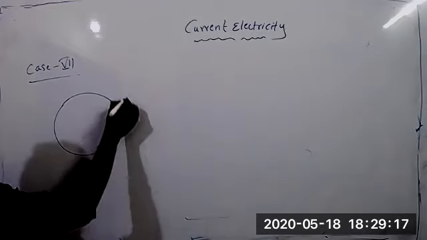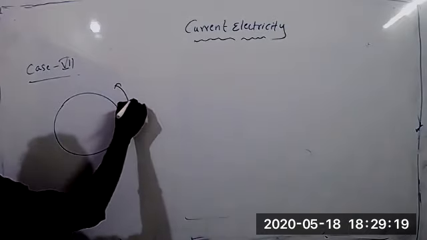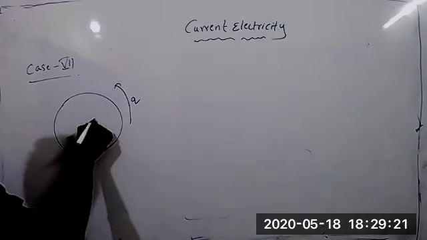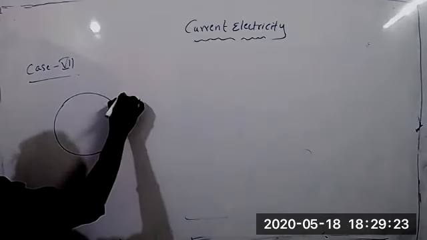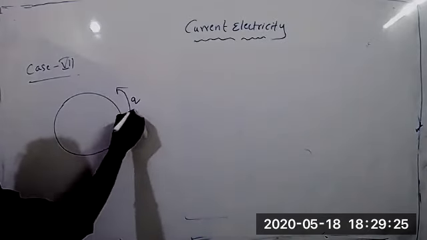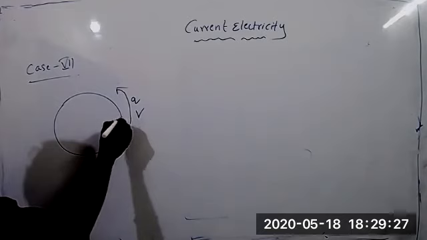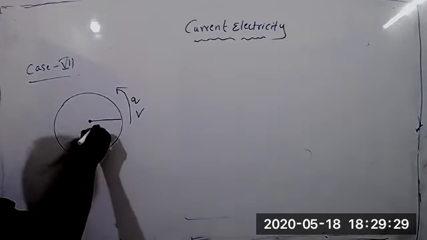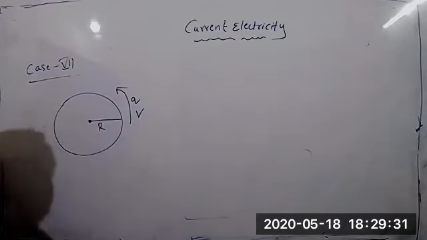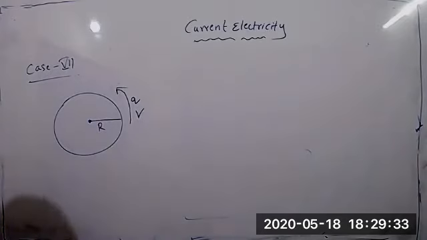Look at this. Charge they have given. That charge is moving in the circular path with velocity v, that is the linear velocity, and they have given the radius. Calculate how much current is passing. How much current? We have to calculate current now. So how can you calculate current now?